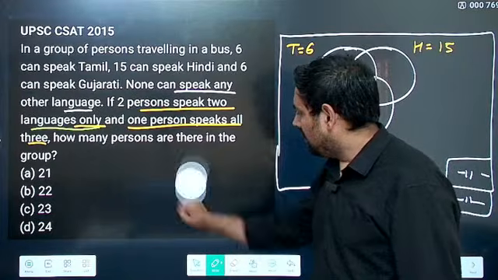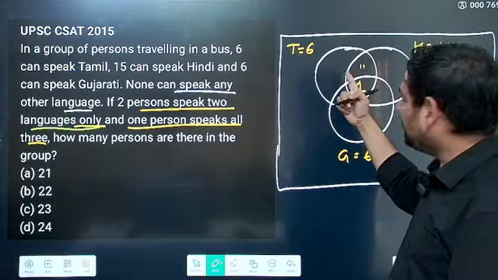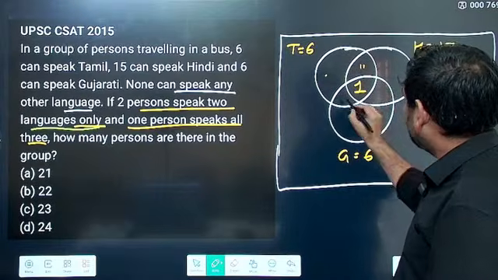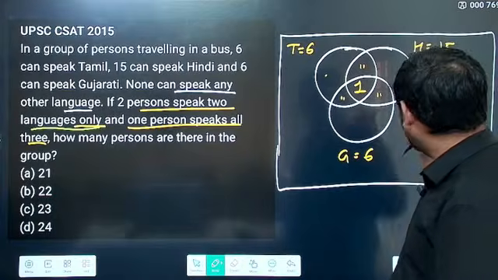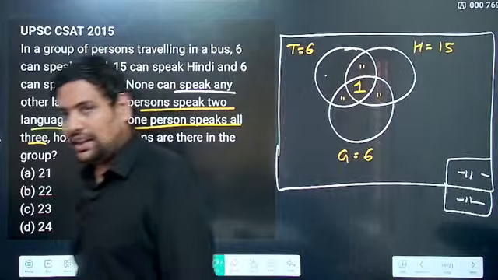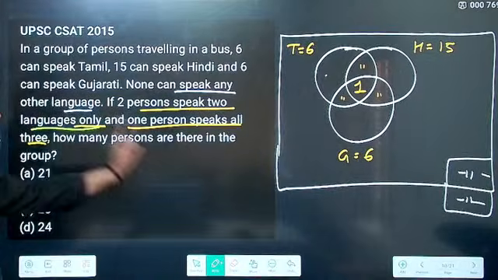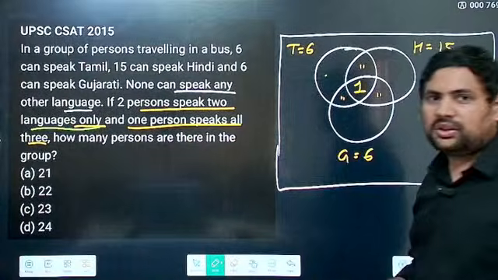Now which part represents two languages only? This only two languages, Tamil and Hindi. This only two languages, Tamil and Gujarati. This only two languages, Gujarati and Hindi. They don't speak the third language, and this is what we were searching for. So it says there are two such people. Now if there are two such people, how do you fill it?